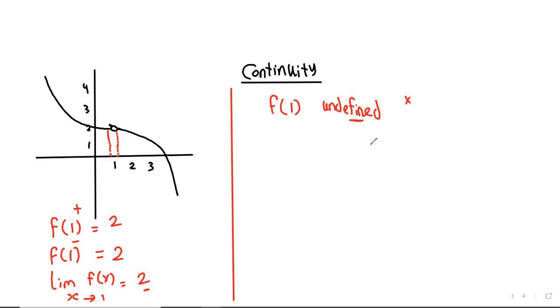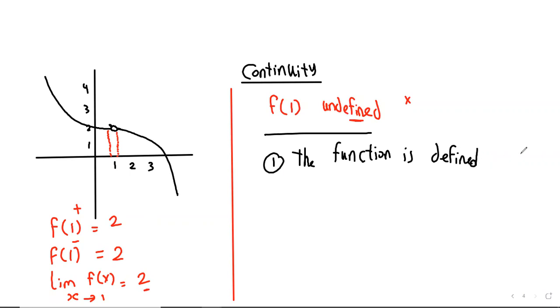So we have 3 conditions to say that the function is continuous. What are the 3 conditions? Number 1, the function is defined at x equals a. Number 2, the limit of the function when x tends to a exists.